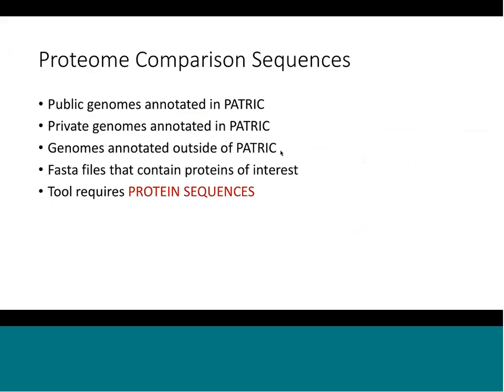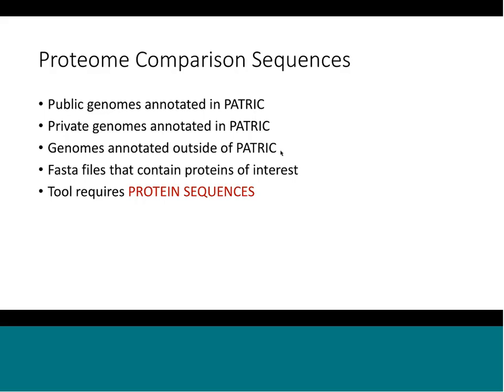So what kind of sequences can you compare in the proteome comparison tool? Any of the public genomes annotated in PATRIC, any of your private genomes that you annotated in PATRIC, but you can also bring data that perhaps you didn't annotate in PATRIC, that's been annotated outside of PATRIC. You can bring that in and look at that too. We aren't prejudiced against anybody's annotation system, and we want you to make the kind of comparisons that are important to you.